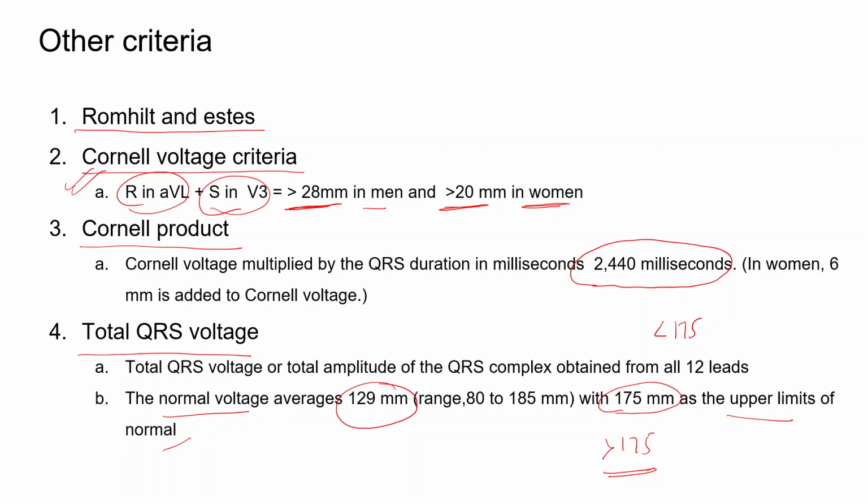Okay. So these are some of the other criteria, but you need not remember all of them. Just remember the names: Romhilt-Estes, Cornell voltage, Cornell product, and total QRS voltage. Now coming to right ventricular hypertrophy. I have told you, you have to look at V1, where you will get an R wave that is more than 7 mm, or R by S more than 1.